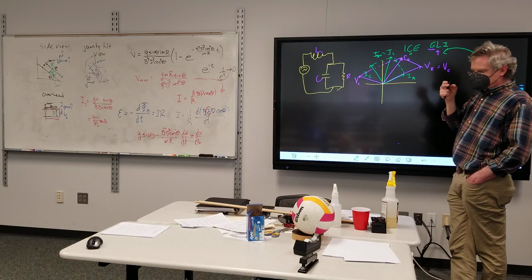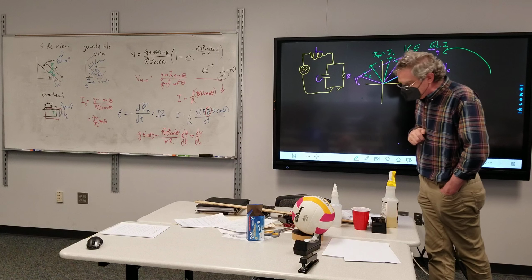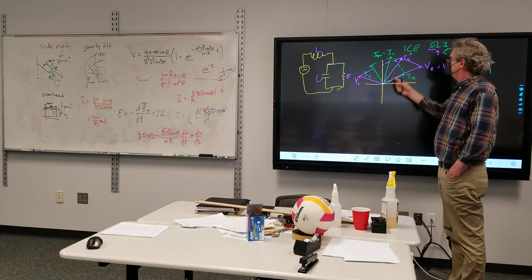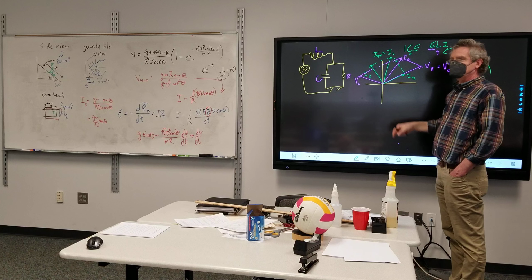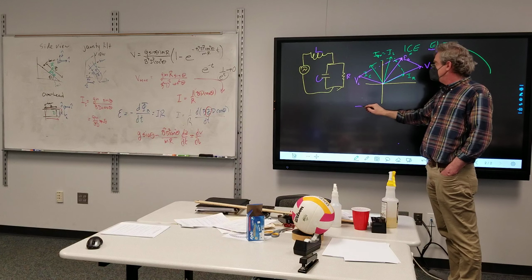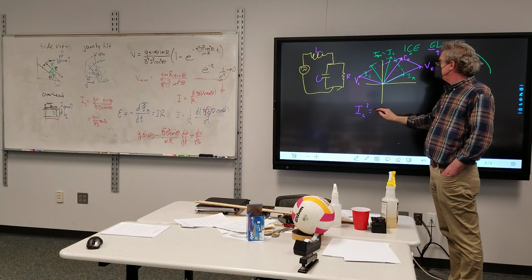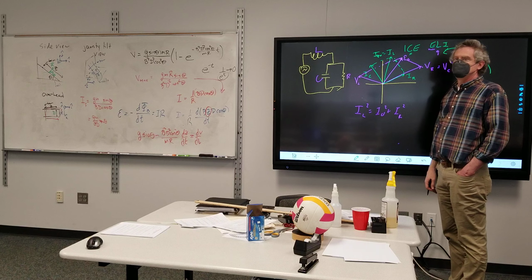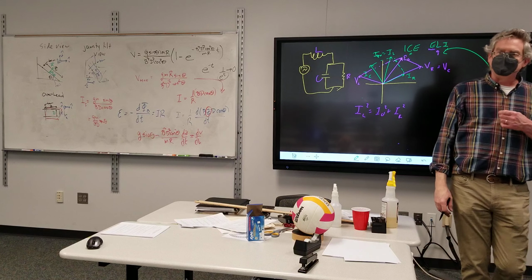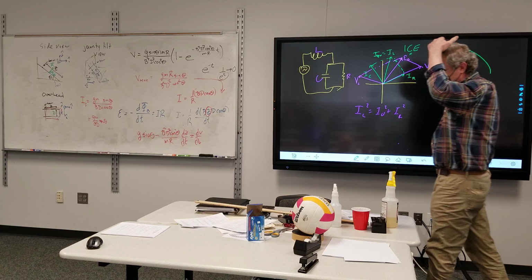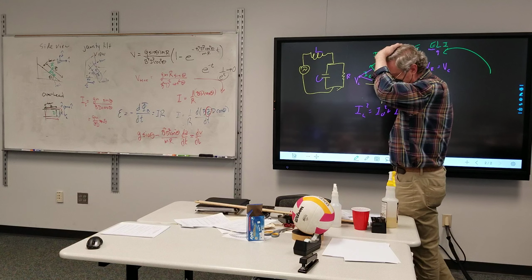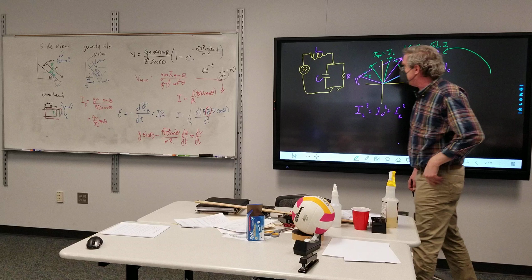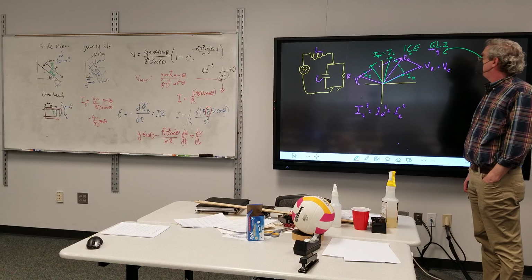The second part is what's the mathematical relationship between IC, IL, and IR? Well, it's the sum of the other two, and that's a right triangle there. So IL squared is equal to IC squared plus IR squared. This is a right triangle. And the next one, what's the mathematical relationship between epsilon sub naught, VC, and VL? Cosines, I guess.